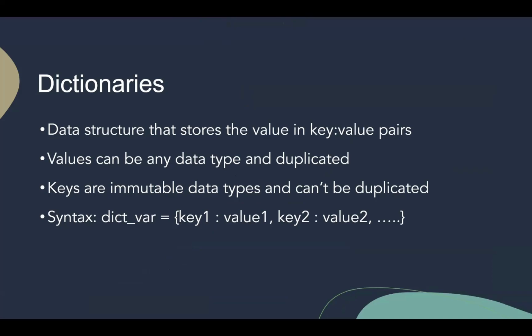So next up, let's look at a new type of data structure. We've all gone over lists so far, so now let's look at dictionaries. Dictionaries are kind of like lists too. You can store a bunch of data in them. But the difference is that it stores the values in a structure where it has key and value pairs. So what does that mean?